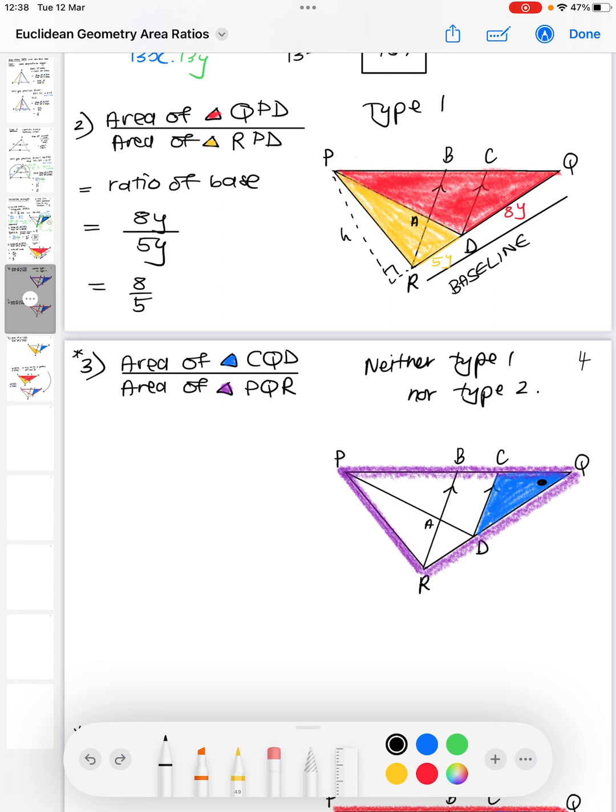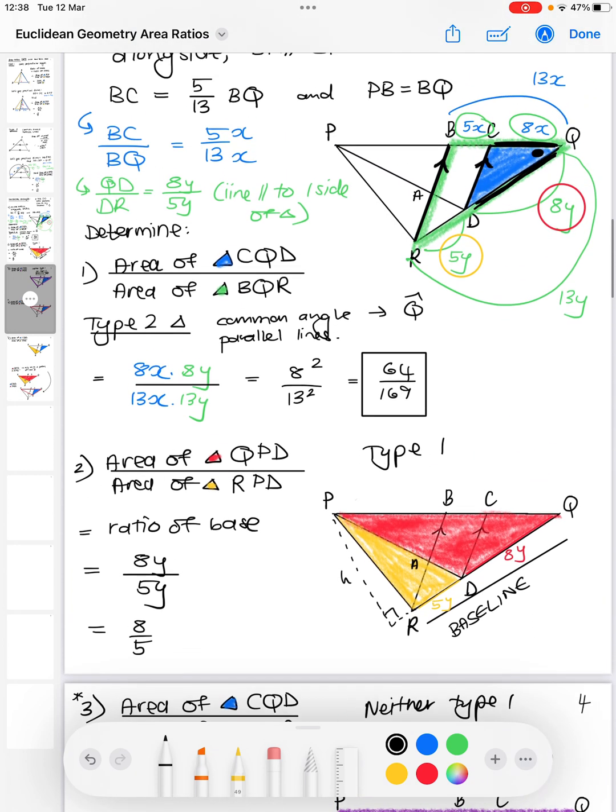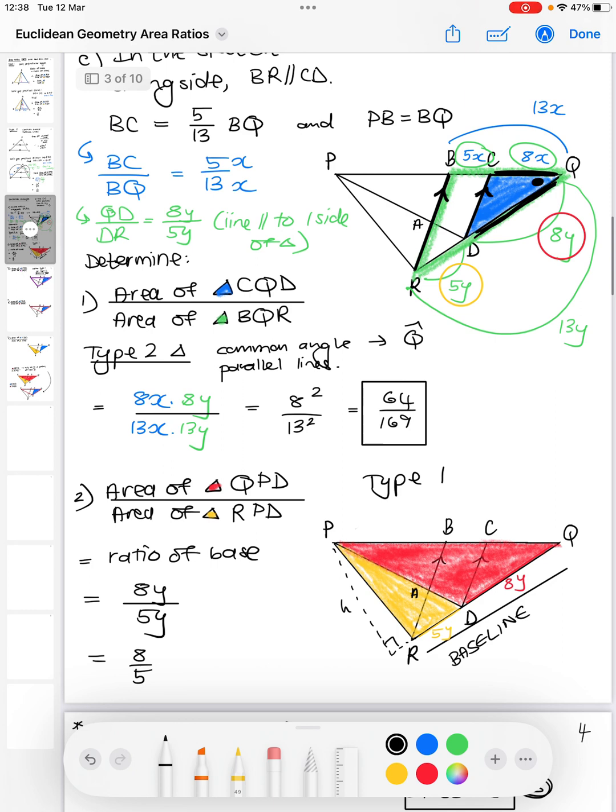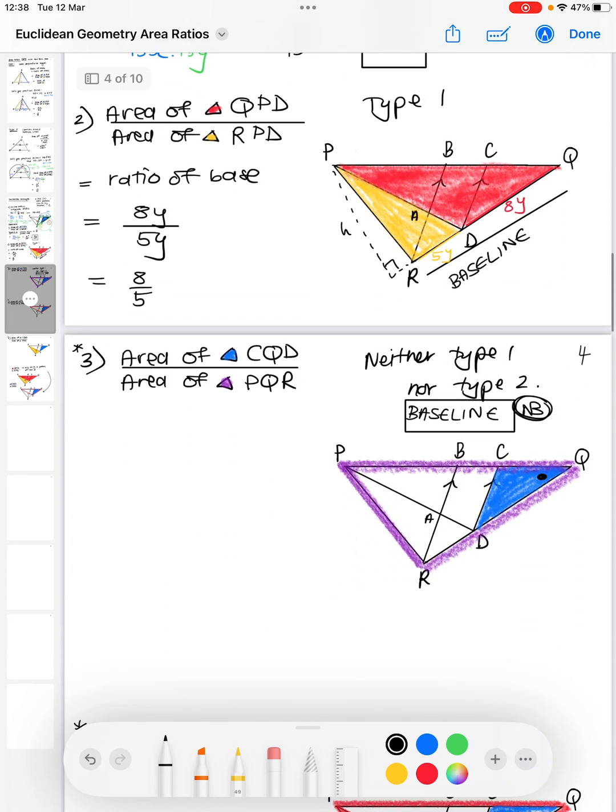So what I would do is identify PQ as my baseline. Let me just put a little border around it for us to really know this is super important. Okay, so my baseline is PQ. And I'm going back to the first question. I have a ratio for blue over green. I'm going to use my green pencil here to show you how this helps me.